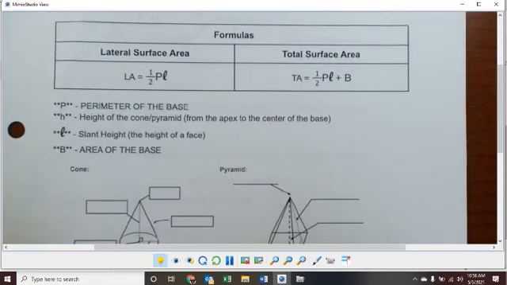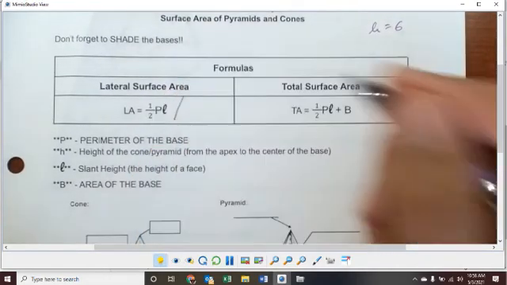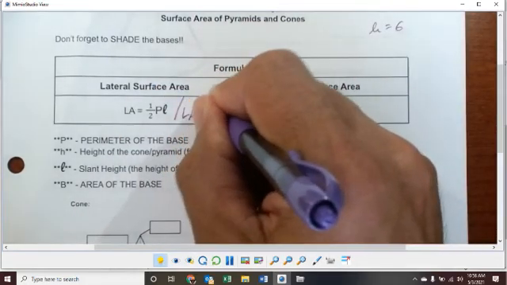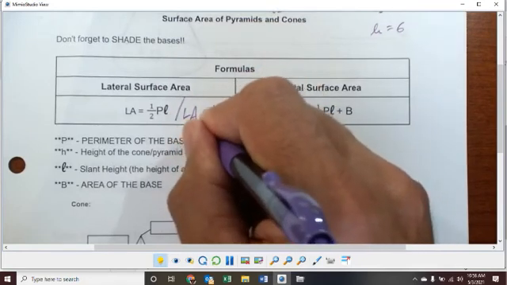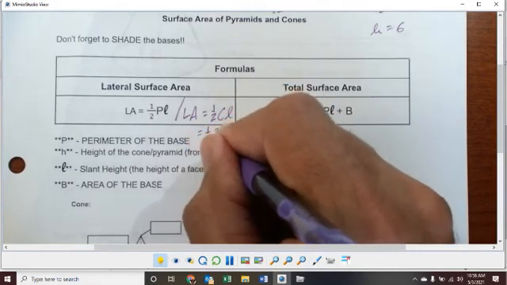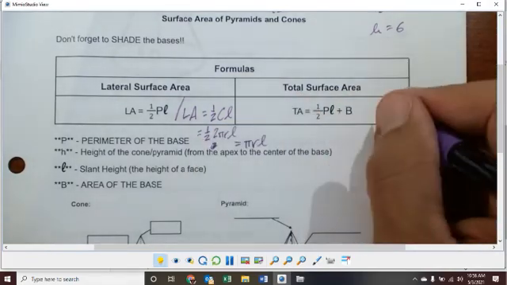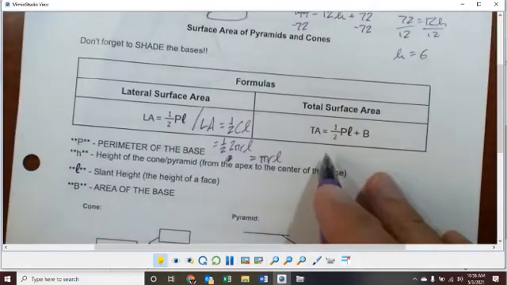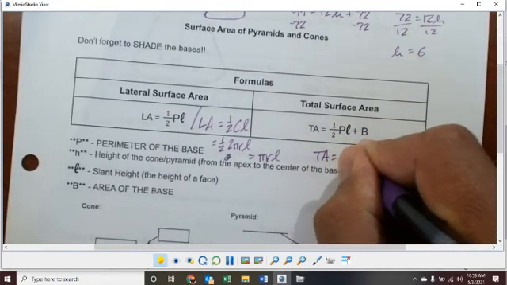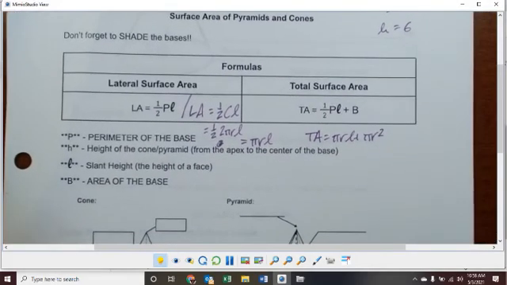All right, next we're going to talk about pyramids and cones. Again, our lateral area, this is if it's a pyramid. If it's a cone, it's going to be 1/2 circumference times L, which is 1/2 times 2 pi RL. So this is actually equal to pi RL. Our total surface area is going to be pi RL plus pi R squared. Only got one base when I'm dealing with a pyramid or a cone.